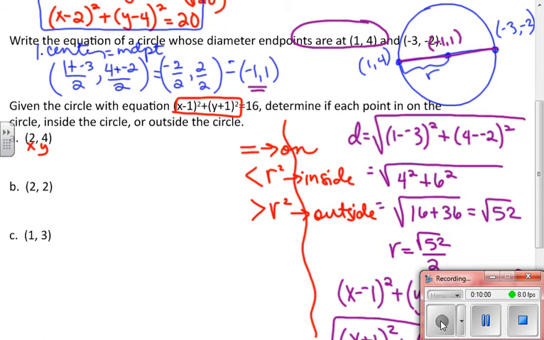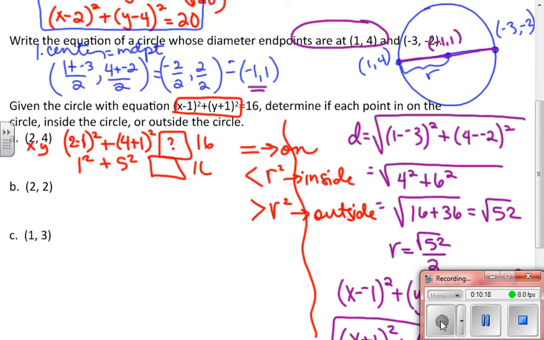Here's my x, here's my y. If I have 2 minus 1, the quantity squared, plus 4 plus 1, quantity squared, how does that relate to 16? Is it going to be equal, less than, or greater than? And so I have 1 squared plus 5 squared. What happens? Well, clearly, this side is going to end up being 26. It is greater than 16, therefore this is outside of the circle. If we graphed it, that point of (2, 4) would end up being outside of my circle.